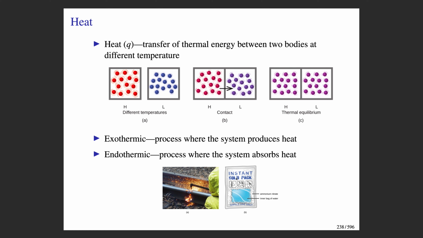Here in this cartoon example, we have an instant cold pack where you have a bag that's filled with ammonium nitrate. Ammonium nitrate is a soluble ionic compound, and then there's an inner bag of water. And so what you do is you squeeze and pop the inner bag of water, and then the ammonium nitrate will dissolve. And it turns out that the dissolution of ammonium nitrate is an endothermic process. It's going to absorb thermal energy from the surroundings, and it's going to feel cold. The bag will feel cold to the touch.